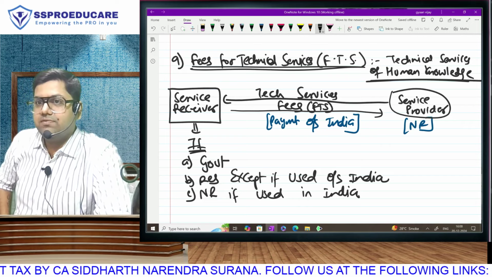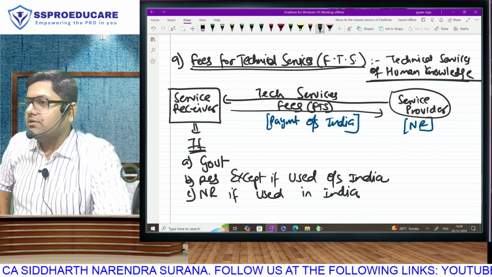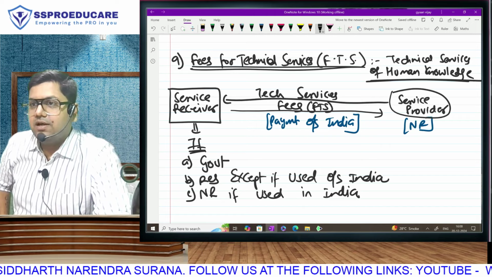So that human knowledge is separately covered as fees for technical services. Is that clear to everyone? The taxability. With this, ladies and gentlemen, boys and girls, what if I tell you that residential status and income are done?